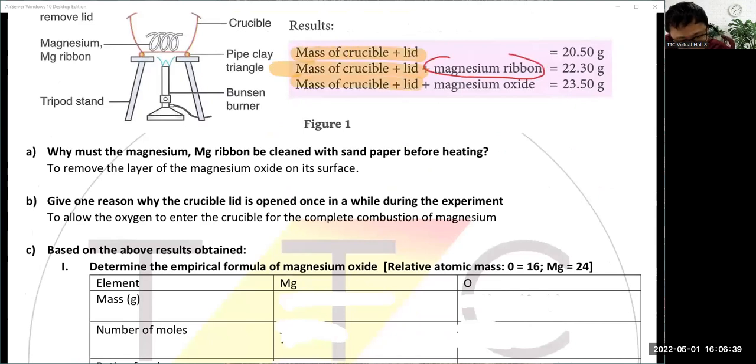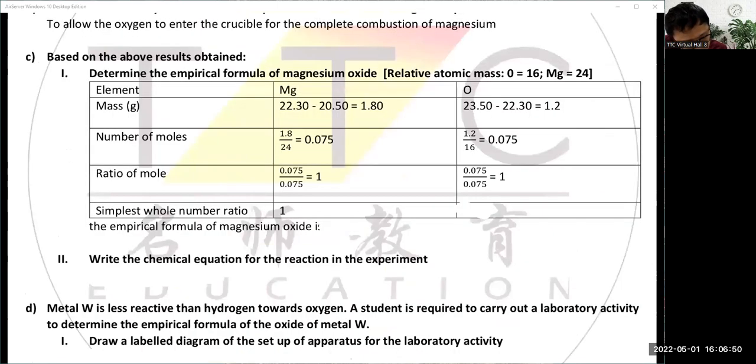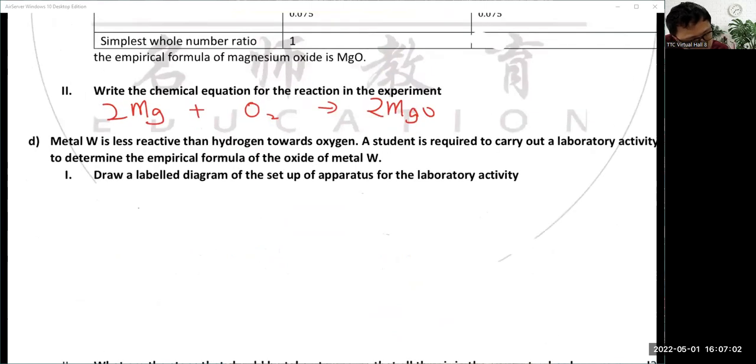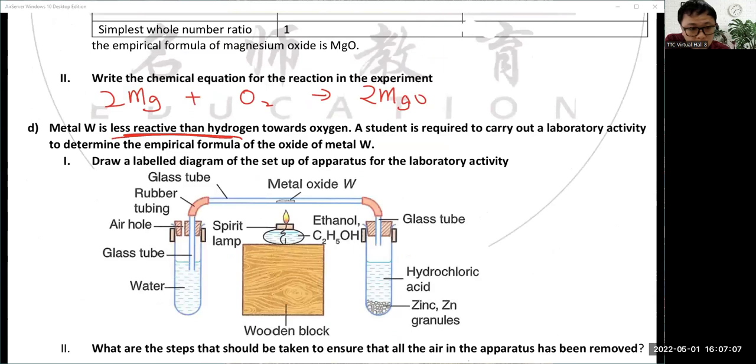The magnesium ribbon, minus the original, you get the magnesium mass. Then the mass with oxygen minus without oxygen gives you the oxygen mass. Then you divide by molar mass and you get the ratio is 1 to 1. So the chemical equation is magnesium burned with oxygen, giving a 1 to 1 ratio, MgO. Then you balance the equation: O2, 2Mg, 2MgO. W is less reactive than hydrogen, so it's below hydrogen.